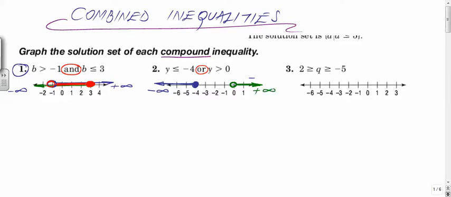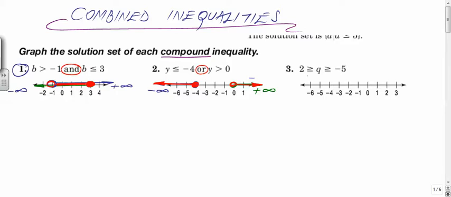Now, because we have a disjunction here, that implies I can have any number that will satisfy either one of these two inequalities. I can have a number that's either less than or equal to -4 or greater than 0. And for that, your solution set will be the union of these two intervals. So you'll have everything from both. Okay? That's the answer for number 2.